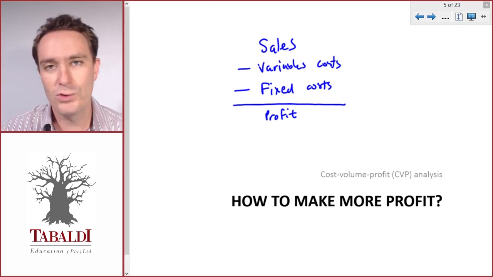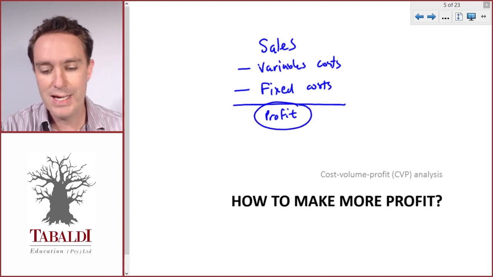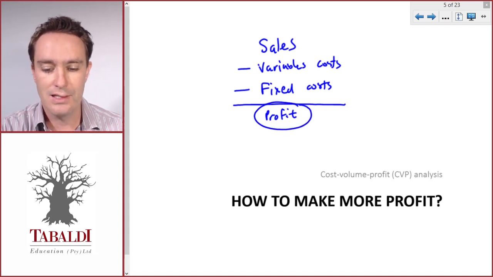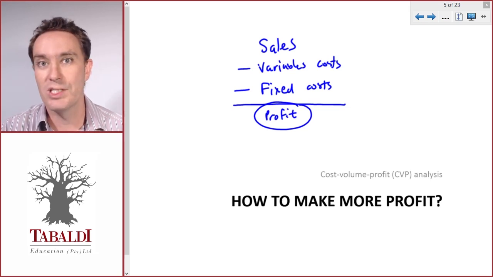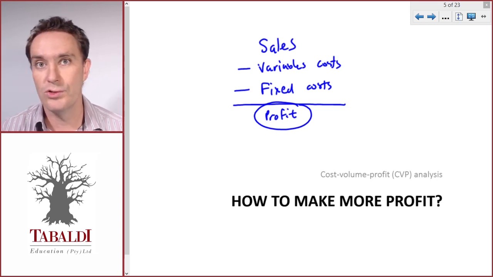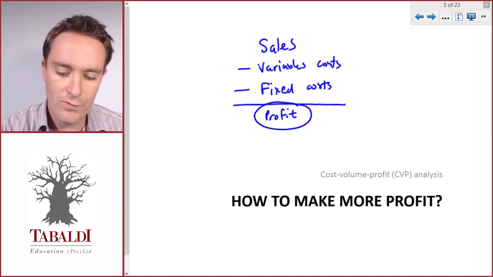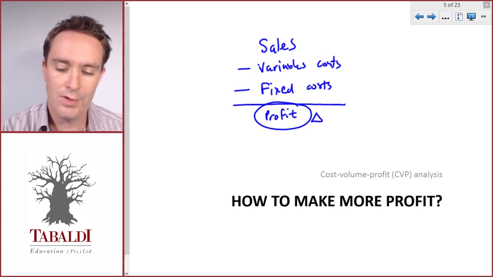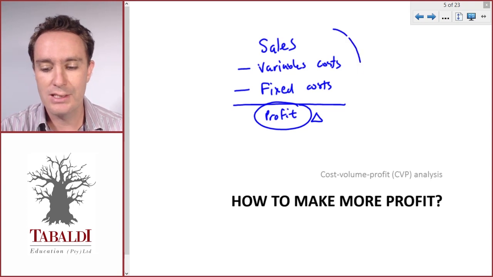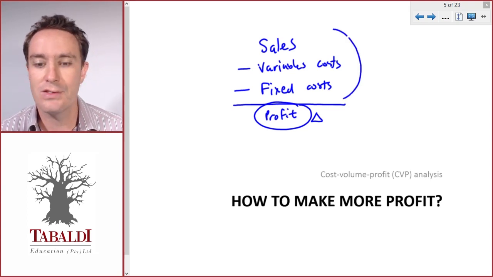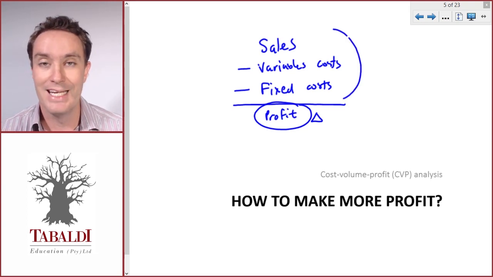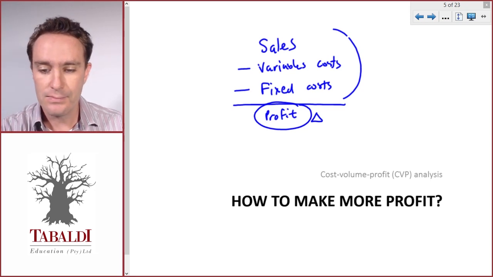So it's important to understand that this profit is made up of these things: sales, variable costs, and fixed costs. We'll see later on why we split it like this according to behavior. But if we want our profit to change, we need to change something. Some of these variables, or one of them at least, will have to change.